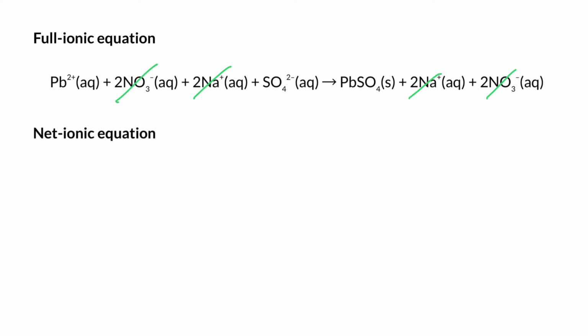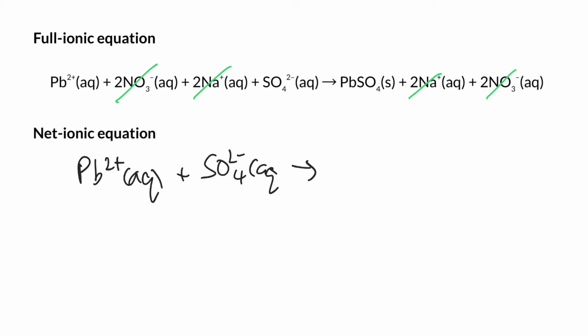So really, what has changed? What has changed is a lead 2+ ion that was dissolved in water and a sulfate ion that was happily dissolved in water have come together, and they have fallen in love, and they have stuck together so hard that they have formed a solid precipitate. And so that gives us our net ionic equation. Isn't that cool?